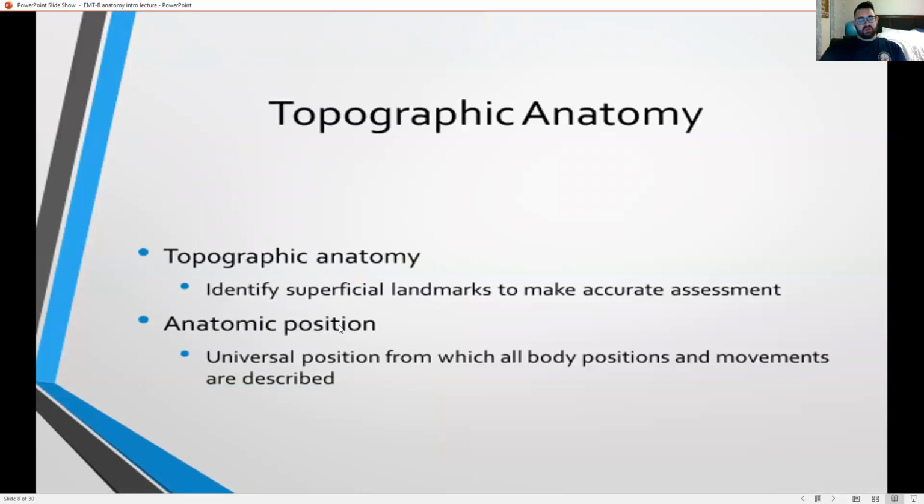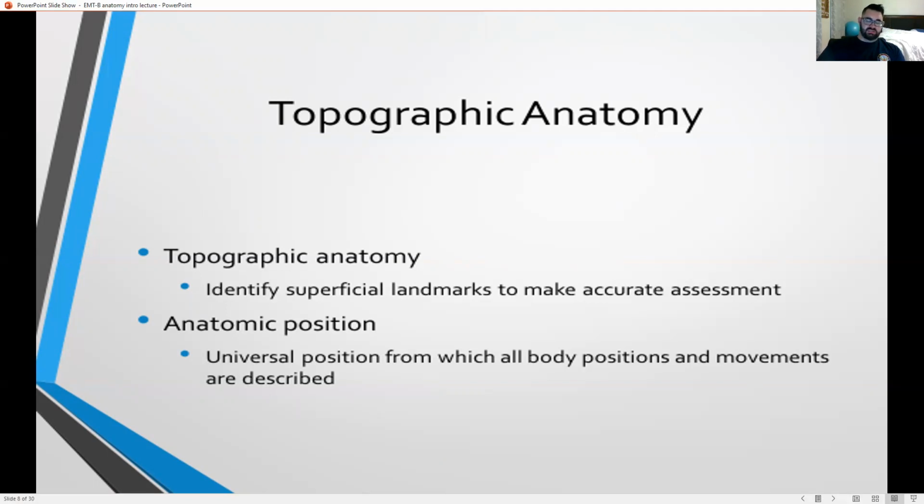So when we talk about topographic anatomy, we're going to be doing this to identify superficial landmarks to make accurate assessments. Everything we do in EMS is based on a strong assessment, because I don't just prophylactically do things in an exploratory way. As a paramedic, I have the skills and training and authorization.